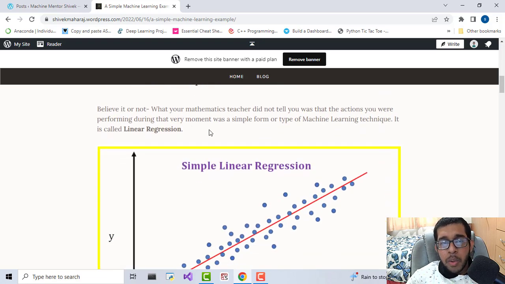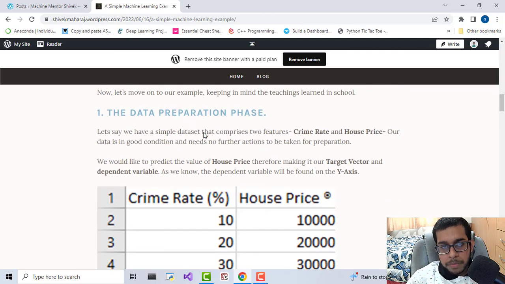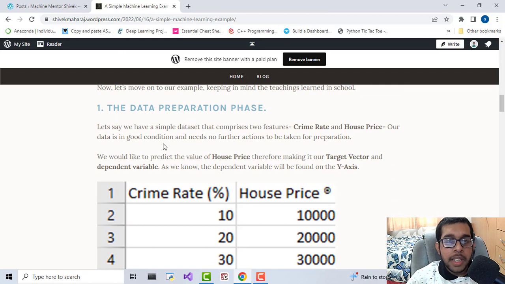What your mathematics teacher did not tell you at that time was that the actions you were performing in that very moment were a simple type of machine learning technique. It's called linear regression. So logically speaking, since high school, machine learning has been applied in mathematics to some extent, but the teacher did not tell us that we were working with machine learning concepts. So let's move on to our example, keeping in mind the teachings we learned in school.